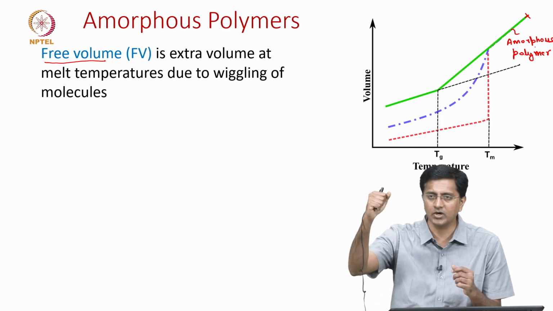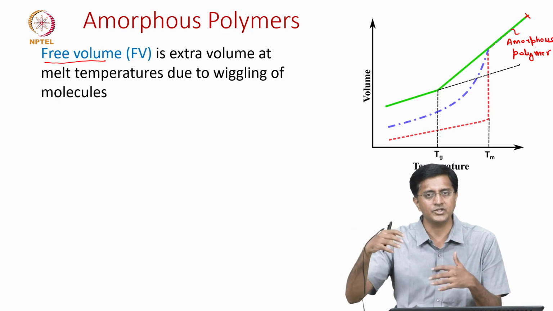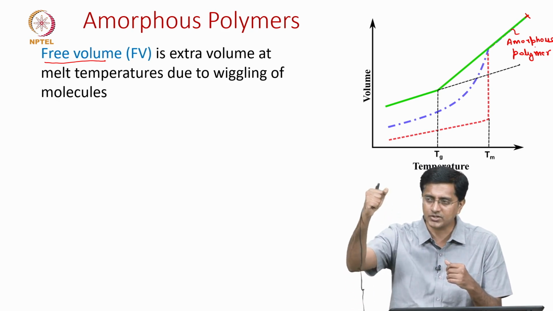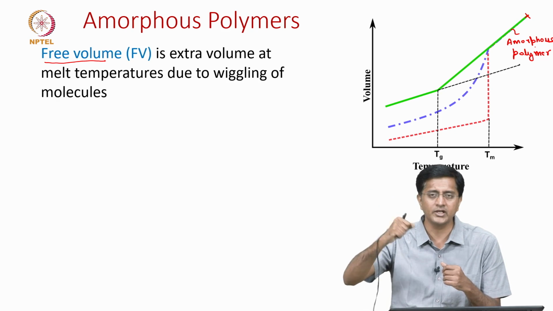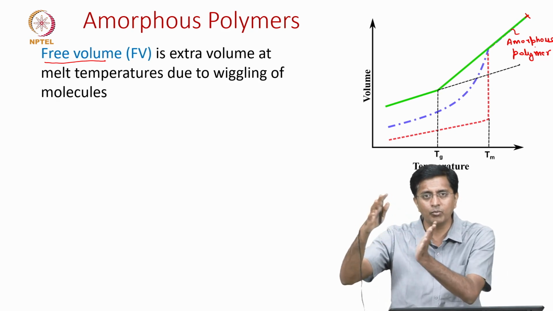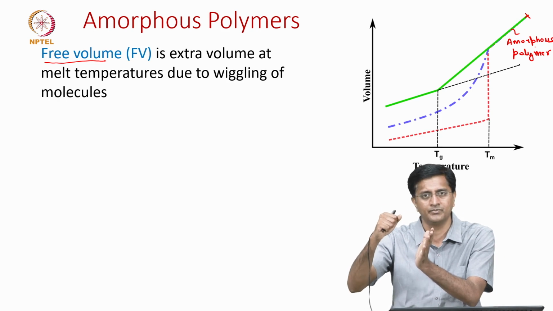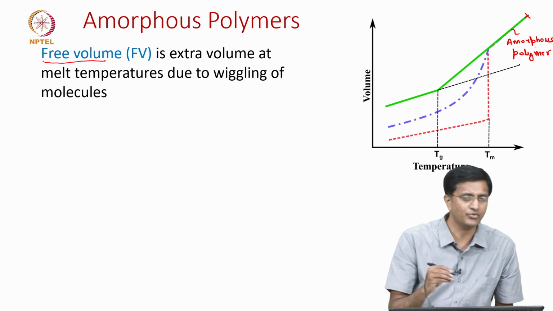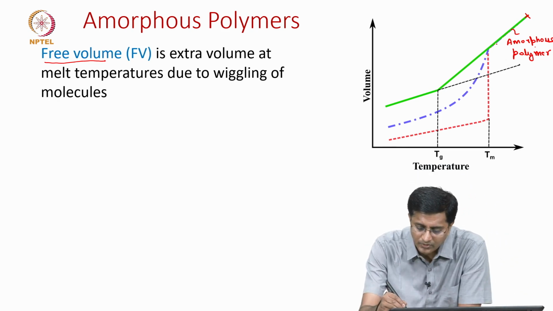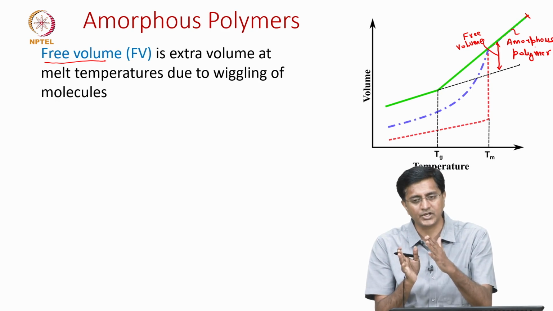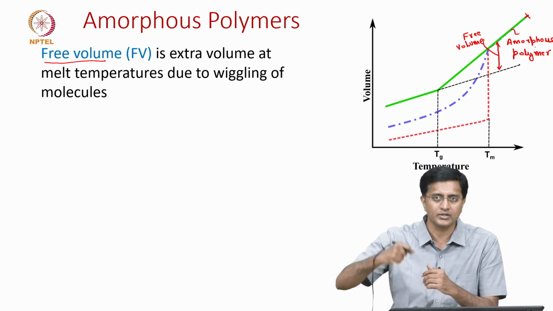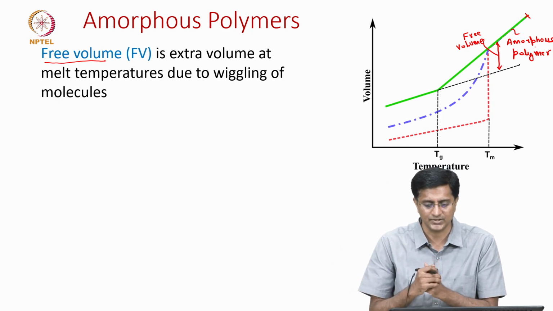As previously mentioned, at high temperatures these molecular chains have high thermal energy, so they are wiggling by large amounts. Since they are wiggling or jiggling about a particular position, they occupy more space than what is required. This extra volume is what we call free volume. So, here is the free volume. This is the extra space required just because of this wiggling of either the atoms or the polymer chains.